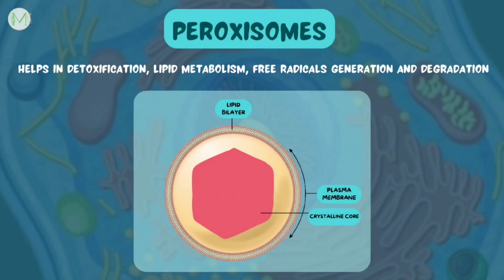Peroxisomes. These are small spherical organelles also called microbodies. They are concerned with three functions, namely generation and degradation of hydrogen peroxide, fatty acid metabolism, and detoxification of harmful chemicals.